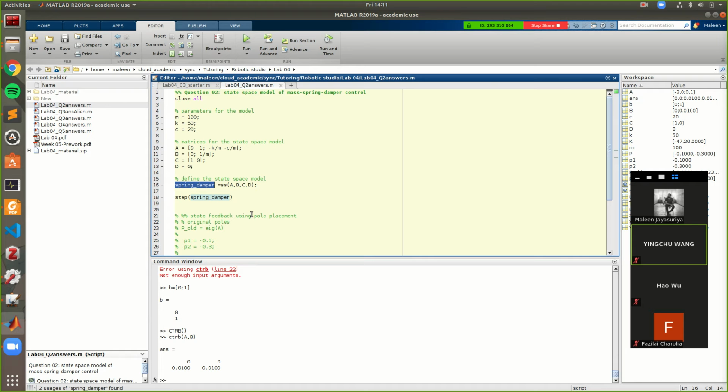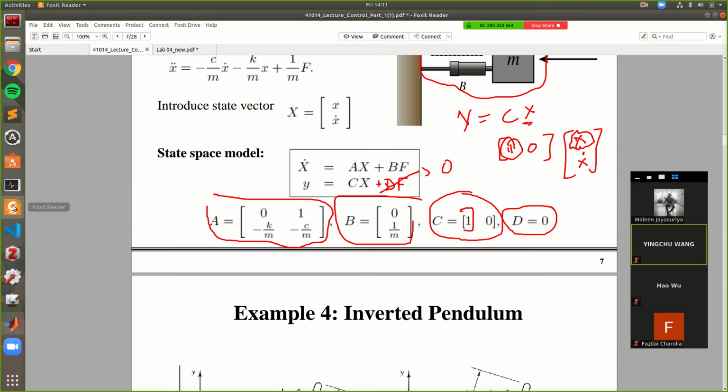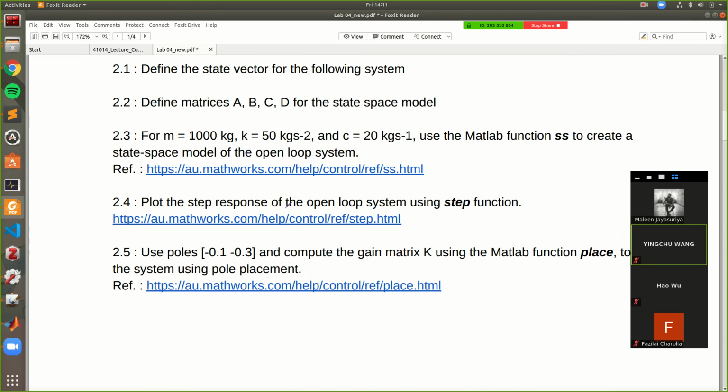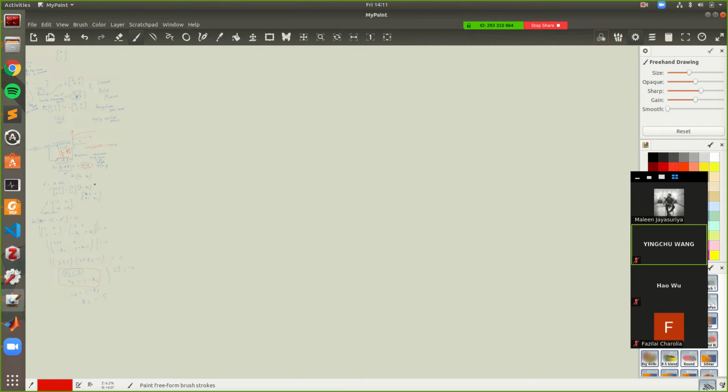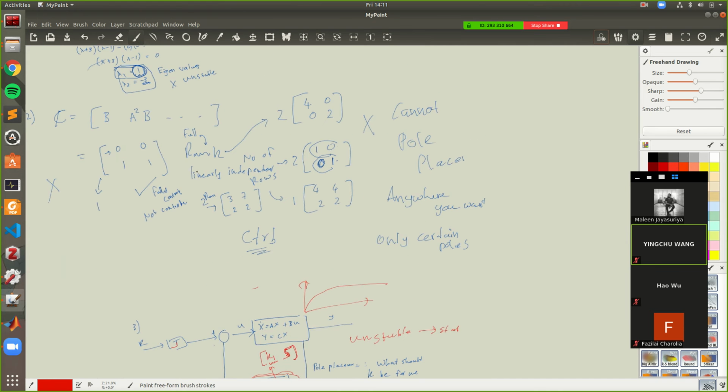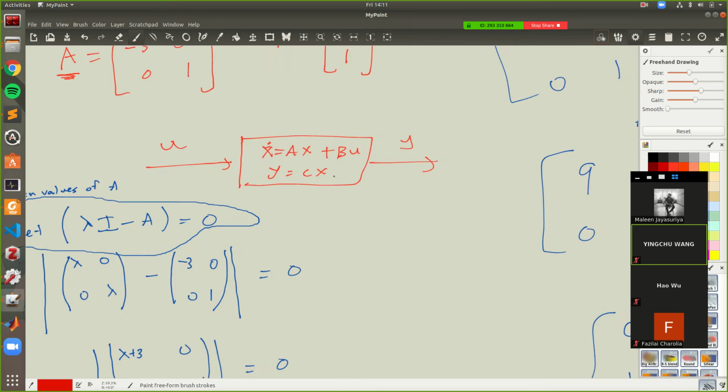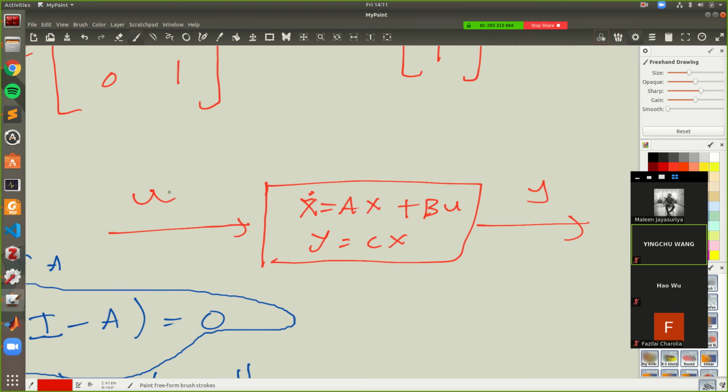So that's super easy. And then what I've asked you guys to do is look at the step response of the open loop system using the step function. So if you go here, what a step response is, remember our diagram here, a step response is what if your input was a sudden jump like this with a value of 1. What will the output look like?